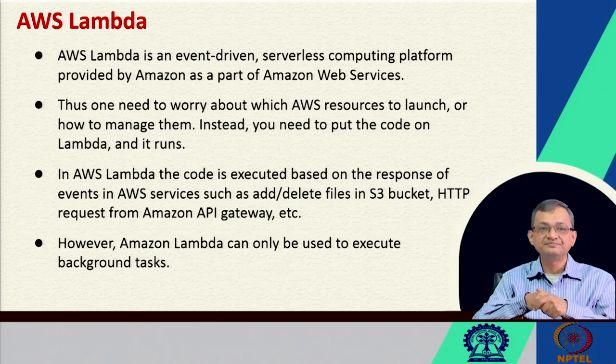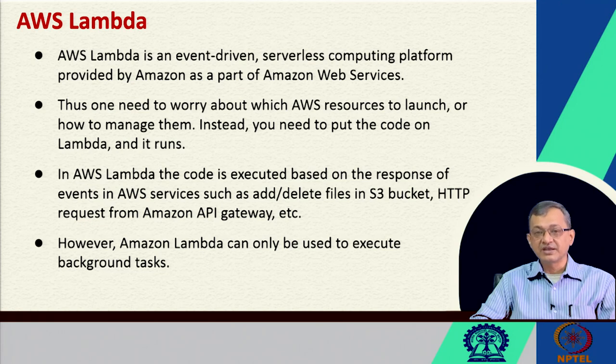and it runs, right. In AWS Lambda, the code is executed based on the responses to events in AWS services, as it is event driven. The Lambda code is executed based on the response to events in the AWS services, like adding or deleting files in an S3 bucket, or an HTTP request from Amazon API Gateway. So, there can be lots of types of events which can trigger it, right.